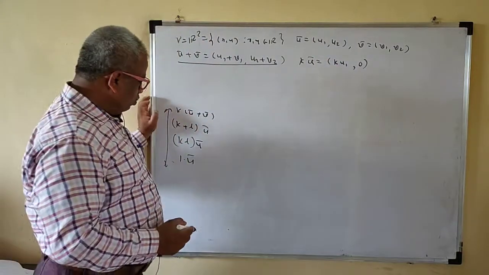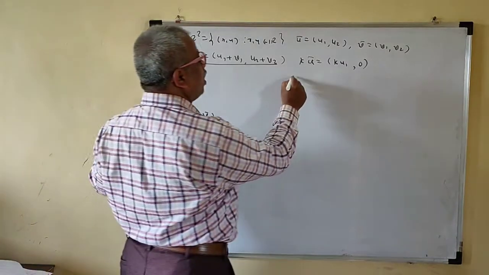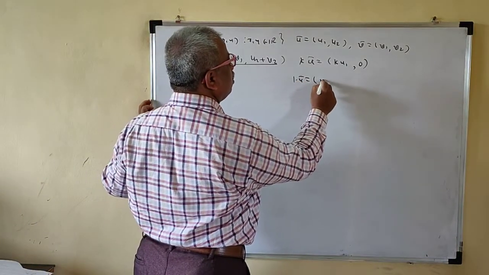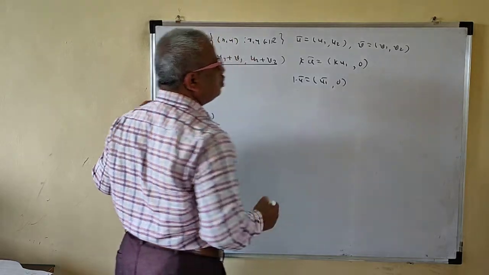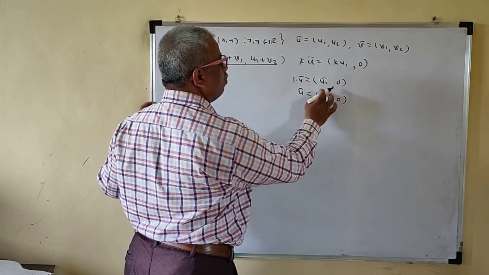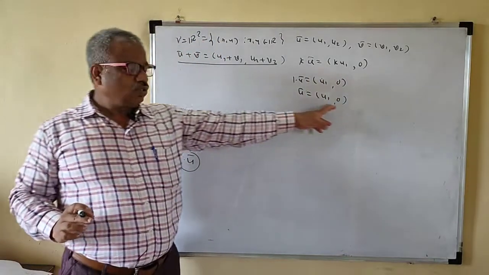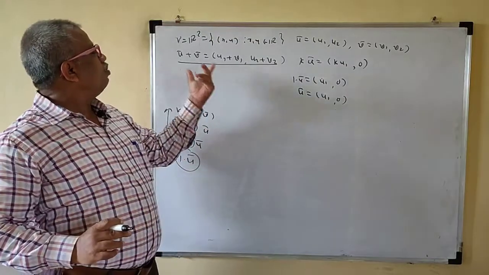One easiest way is this. 1 into u bar is the same as (u1, 0). So what here? u bar is the same as (u1, 0)? Oh, not u1 bar here; components are not a vector. So this is (u1, 0). So what is your u bar?